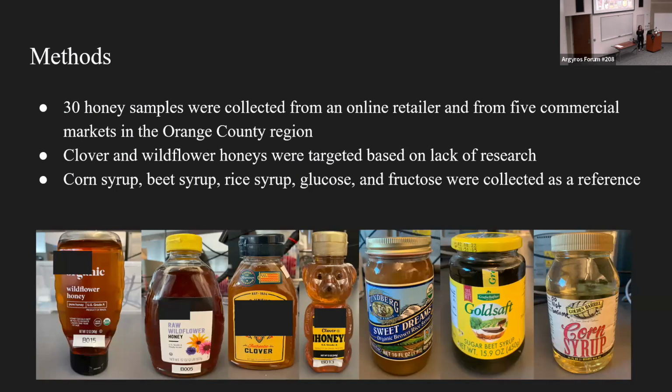Going more into detail of the methods, I collected 30 honey samples from an online retailer and from 5 commercial markets in the Orange County region. I won't disclose the names of these markets, as you can understand why. I focused on clover and wildflower honeys based on the lack of research when I was doing my literature search. And I collected corn syrup, beet syrup, rice syrup, glucose, and fructose as references for my NMR data.